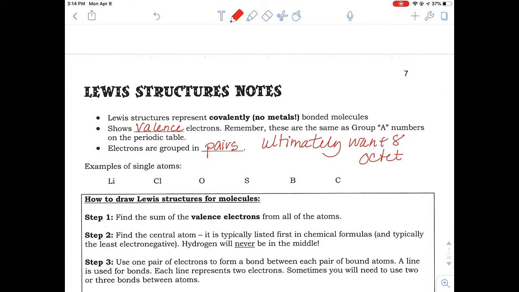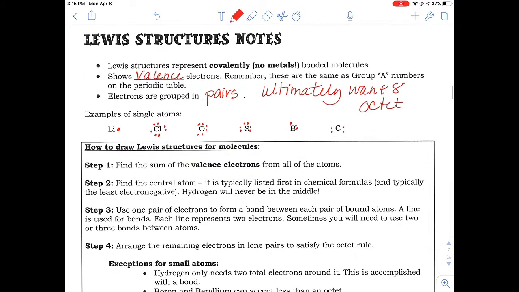All right, so let's make dot diagrams. Lithium in the first family has one outer shell electron, so we'll put a dot on. Chlorine in the 7th family has 7 outer shell electrons, so we'll put them 2 to a side, and they make a box. Oxygen in the 6th family has 6 outer shell electrons. It doesn't really matter where you put them. Sulfur is also in the 6th family. I'm going to make his look different than the oxygen's. Boron in the 3rd family has just 3 outer shell electrons. Carbon in the 4th family has 4.